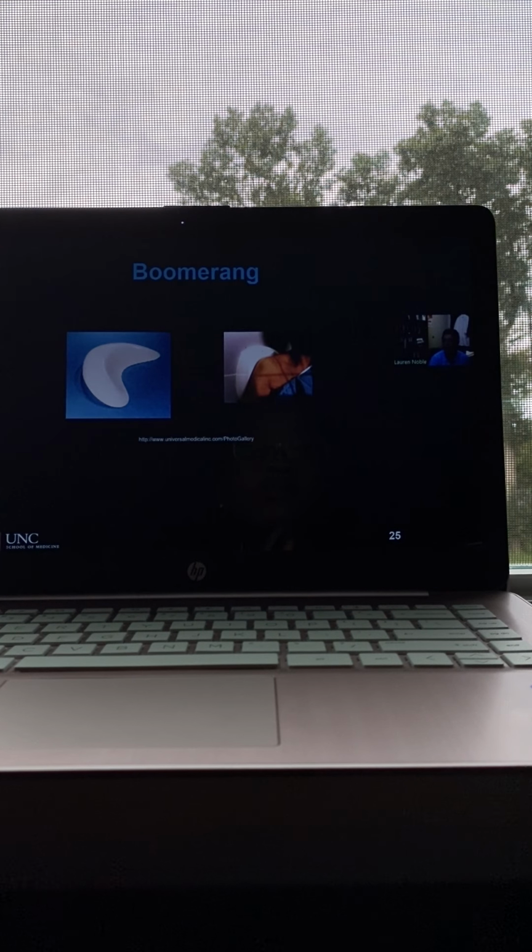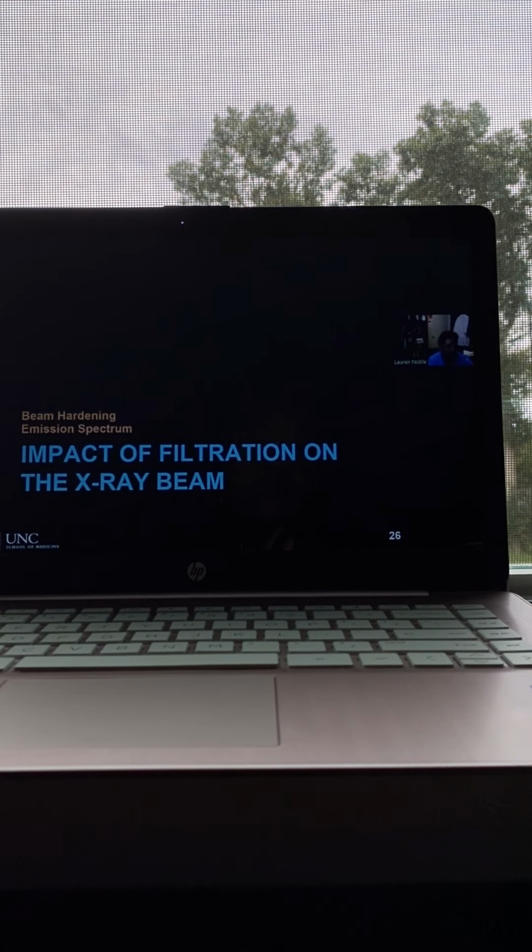Anybody happen to see this being used? Some places will use it. Maybe you'll see it at some point while you're in the program, because I do know students have seen this in the past. But that's called a boomerang filter. It'll better even out the image receptor exposure by absorbing all of this raw radiation. You okay with that?